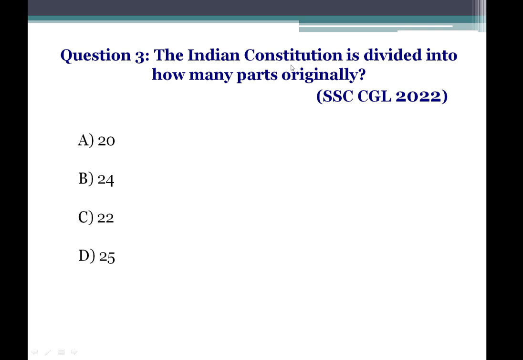The Indian Constitution is divided into how many parts originally? And the options are 20, 24, 22 or 25. So it is basically divided into 22 parts. So the correct option is option C.